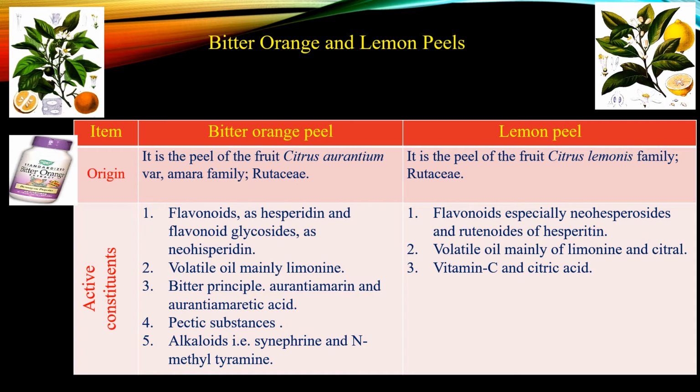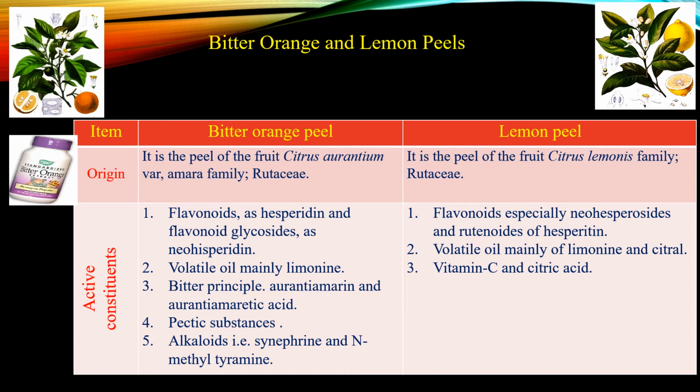Bitter orange peel is obtained from the peels of the fruits of Citrus aurantium var. amara, family Rutaceae, known in Arabic as naring. Lemon peel is obtained from the peels of the fruits of Citrus limonis, family Rutaceae. Both are from the same genus and belong to the same family.